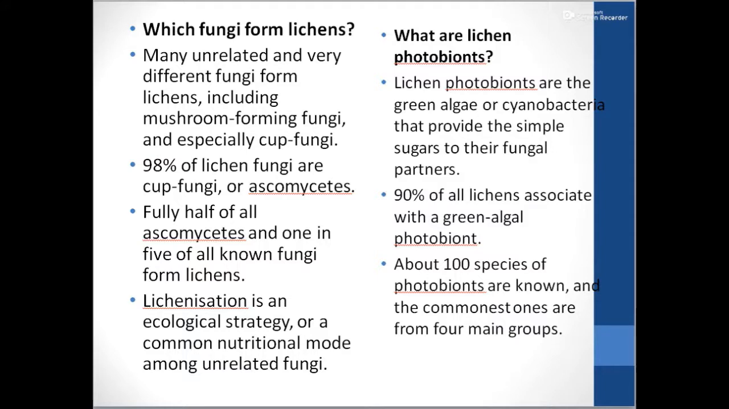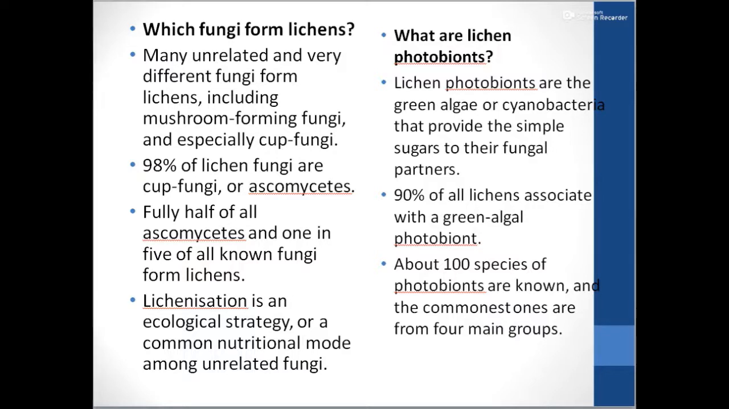Now, which fungi can be used to form lichens? Mostly, cup fungi or ascomycetes are the ones involved in lichens, and many unrelated and very different fungi form lichens, including the mushroom-forming fungi and especially the cup fungi. Fully half of all ascomycetes and 1 in 5 of all known fungi can form lichens. Lichenization is an ecological strategy, a common nutritional mode among unrelated fungi.